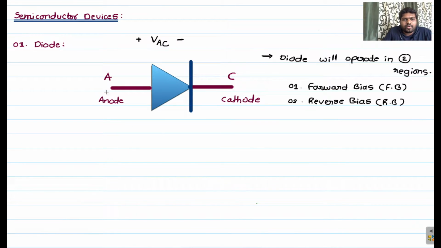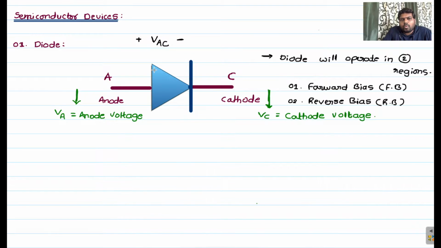Now you can observe when we consider forward bias and when we consider reverse bias, which is very important. The region of operation completely depends on the anode voltage as well as the cathode voltage. Here I am indicating the anode voltage as VA, and the cathode voltage as VC. The voltage across this diode, in your intermediate stage, you called the potential difference between the two terminals, right?